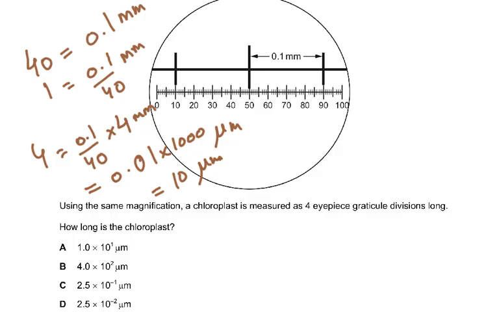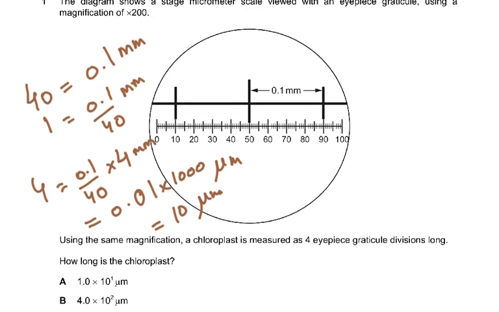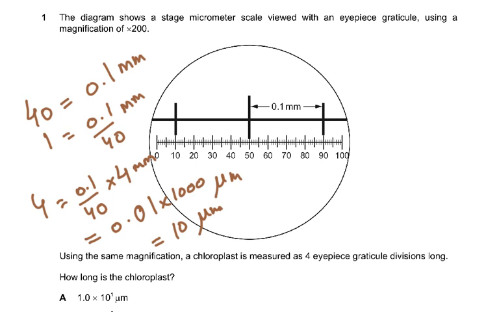Now coming to question number 1, you can see the question using the same magnification. Chloroplast. Okay, the diagram shows a stage micrometer scale viewed with an eyepiece graticule using a magnification of 200. So now this one with the dark one, which I'm just going to show you here, this is now the stage micrometer. We know the measurement of a stage micrometer between two lines is 0.1 millimeter. And this is the eyepiece graticule. So 40 eyepiece graticule is equal to 0.1 millimeter.